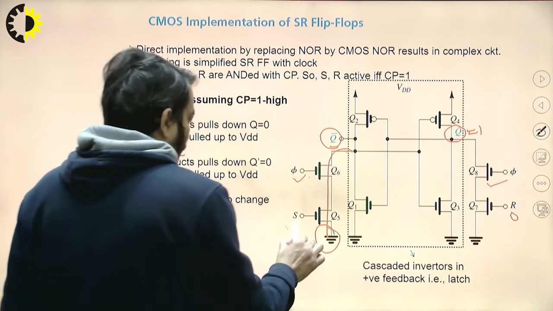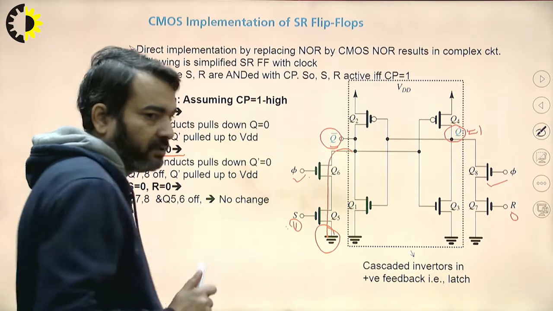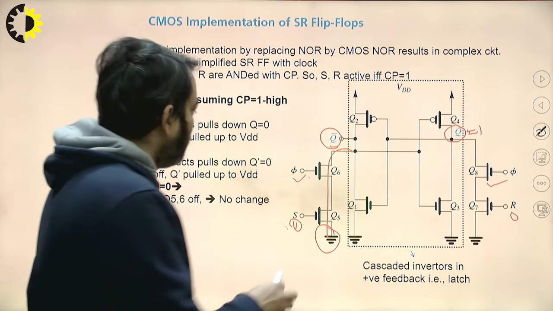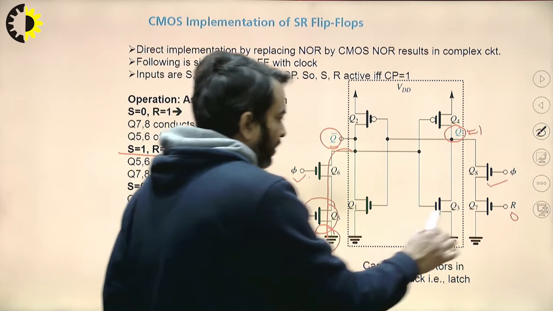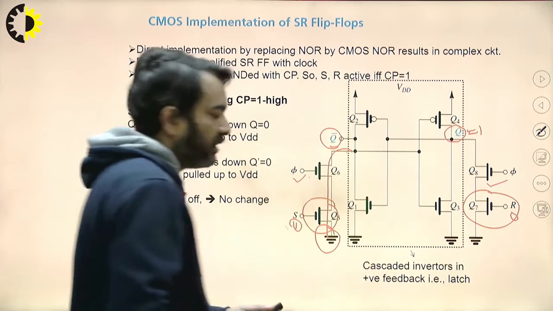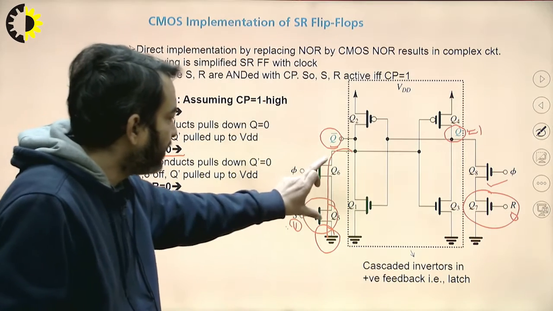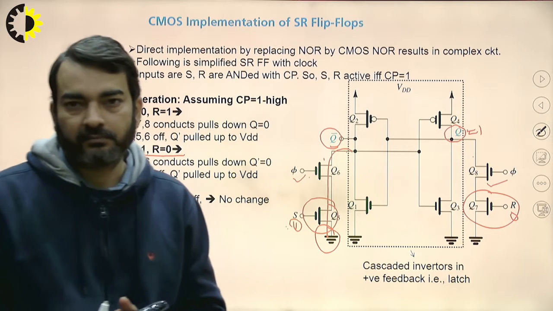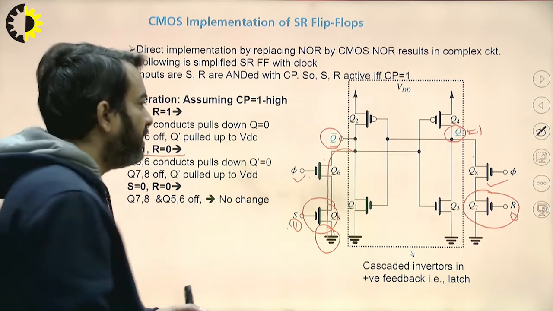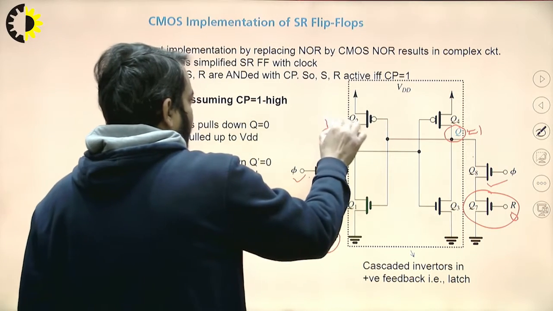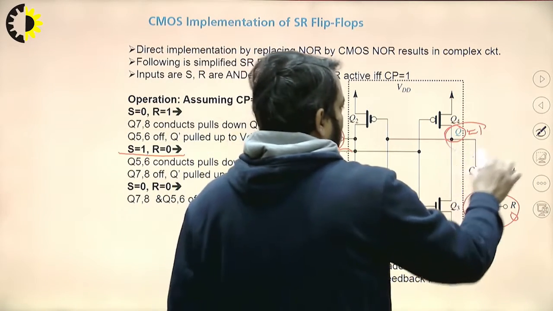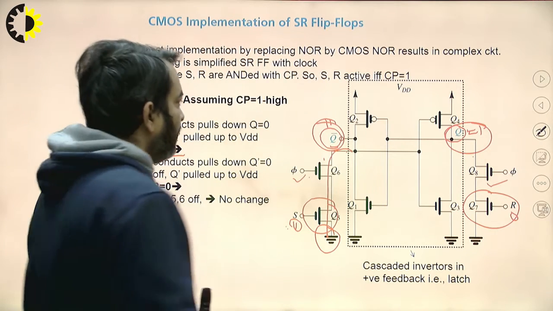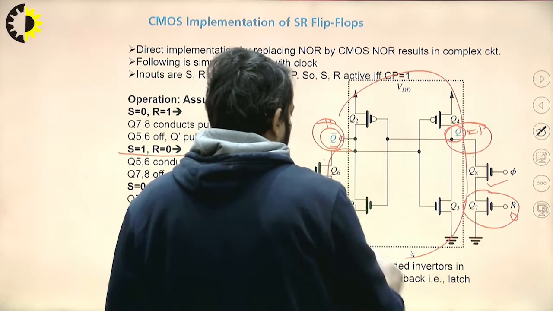Now let's say both the inputs are 0. When both the inputs are 0, these two transistors will be off. So effectively these two connections will be disabled, and whatever previous output is present at these two points will be retained by the regenerative action of this cross-coupled inverter.